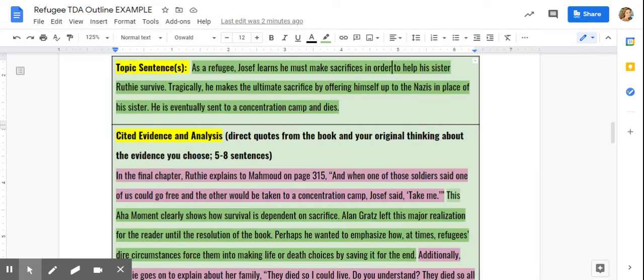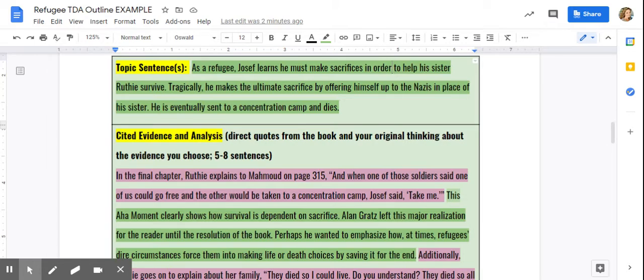So you need to introduce your evidence. This is one way to do it, by saying where you found it. You can put the page number before. And do notice I have a comma, a quote, and then the first letter of the first word in the evidence is capitalized. So it says, Mahmoud on page 315, comma, quote, "When one of those soldiers said one of us could go free and the other would be taken to a concentration camp, Joseph said, 'Take me.'"